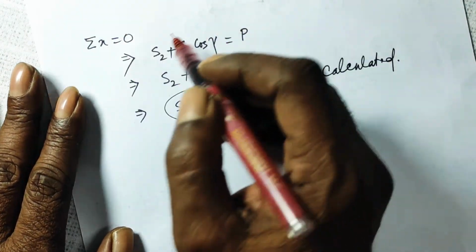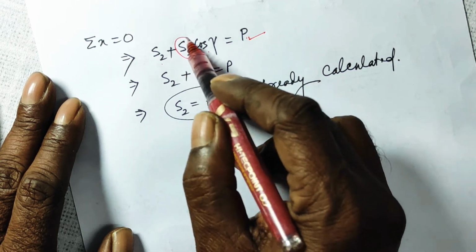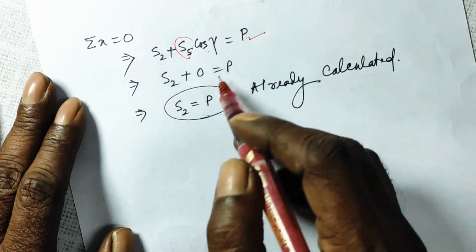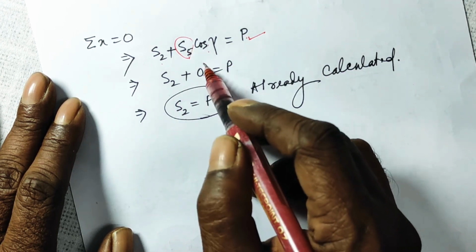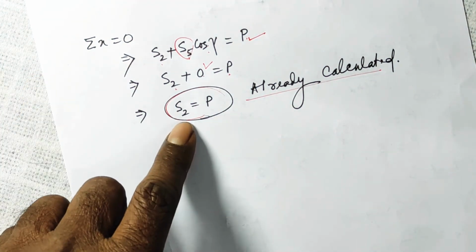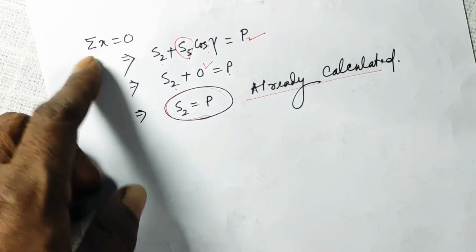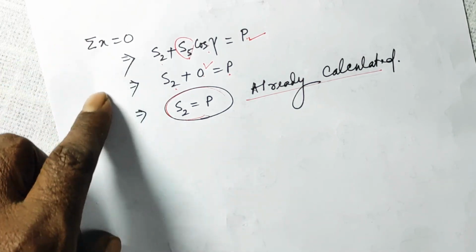So S2 plus S5 cos gamma is P. Since S5 we just calculated as 0, the 0 into this thing is 0, so S2 is equal to P. That is also, since it is already calculated, there is no need to put sigma x is equal to 0 because S2 is already calculated.